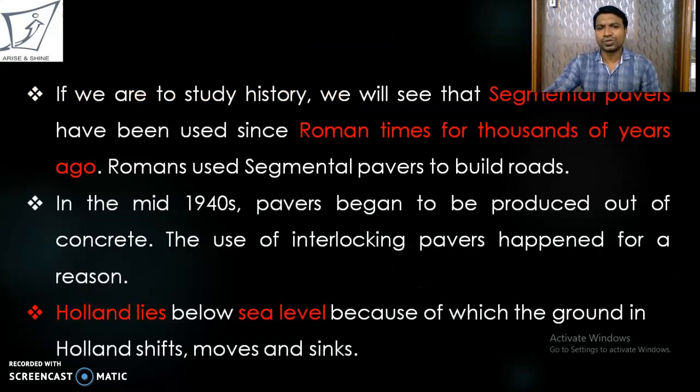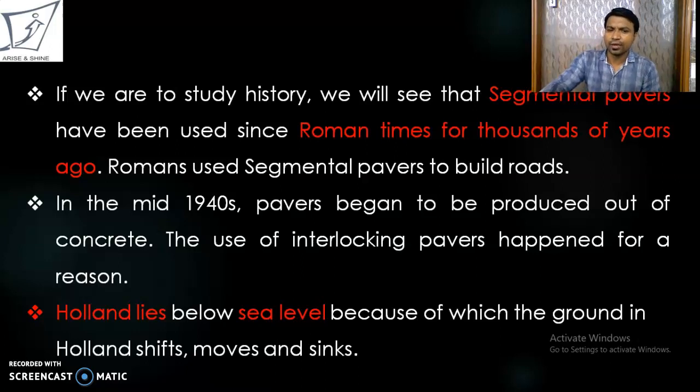If we study the history, we will see that segmental pavers have been used since Roman times, as I said earlier, for thousands of years. Romans used segmental paver to build the road. In the mid 1940s, concrete flooring began to be replaced by paver, in terms of a road, a footpath, or a garden. The use of interlocking paver happened for a reason.